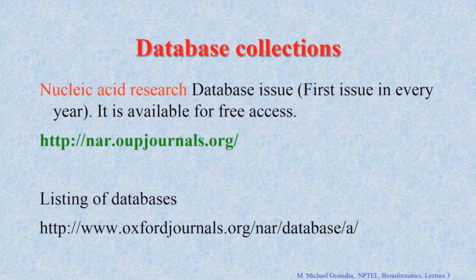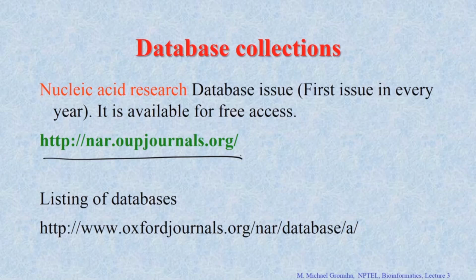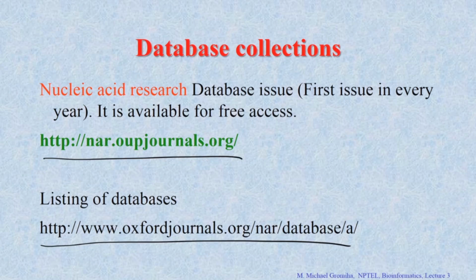There are several databases available in the literature. If you look into the nucleic acid database issue, the Nucleic Acids Research journal publishes one special issue every year. The first issue of Nucleic Acids Research, in January, they publish the databases. If you look into this NAR website, there is a listing of databases. Currently there are more than 500 databases listed in the NAR database list.